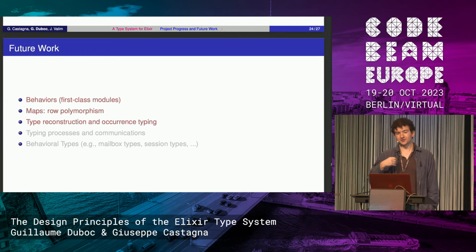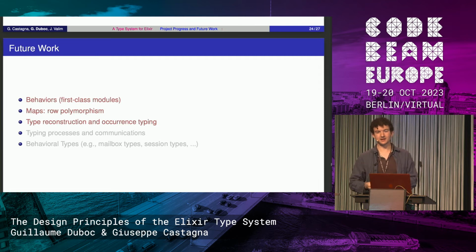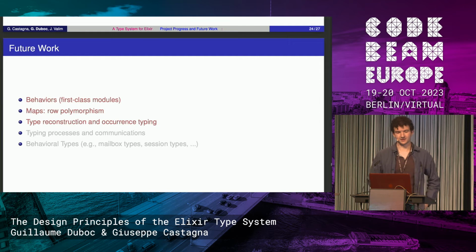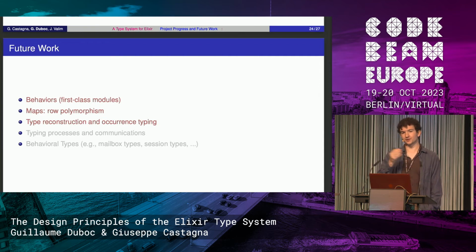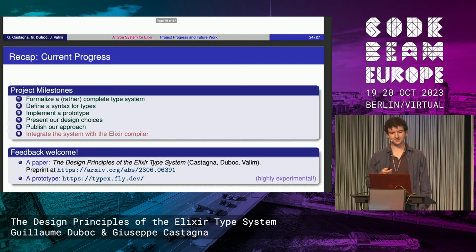And the aspect of having complete type reconstruction for any program, by using a technique called occurrence typing, is also in the works. When it regards to typing processes, communications, or doing things like session types, those are ideas that are floating around, but that we're not working on at the moment.